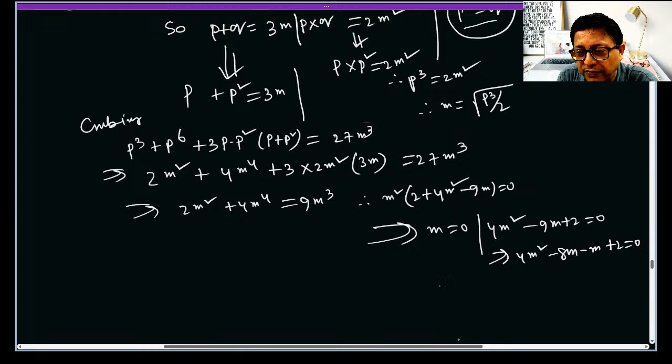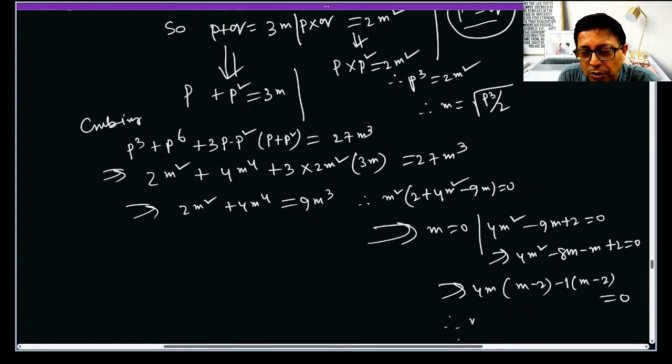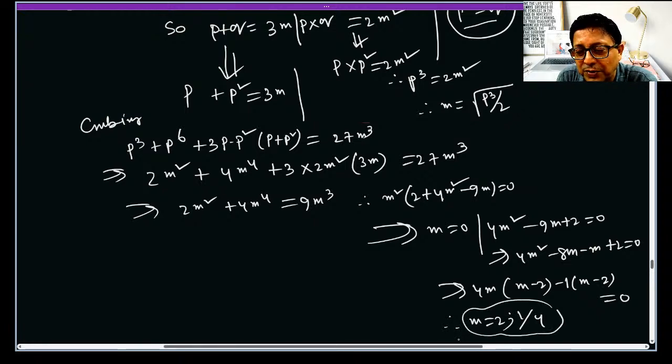Let me be confident first to explain. 4m. So I got m equal to 2 and 1 by 4. It's a good sum. I explain again.